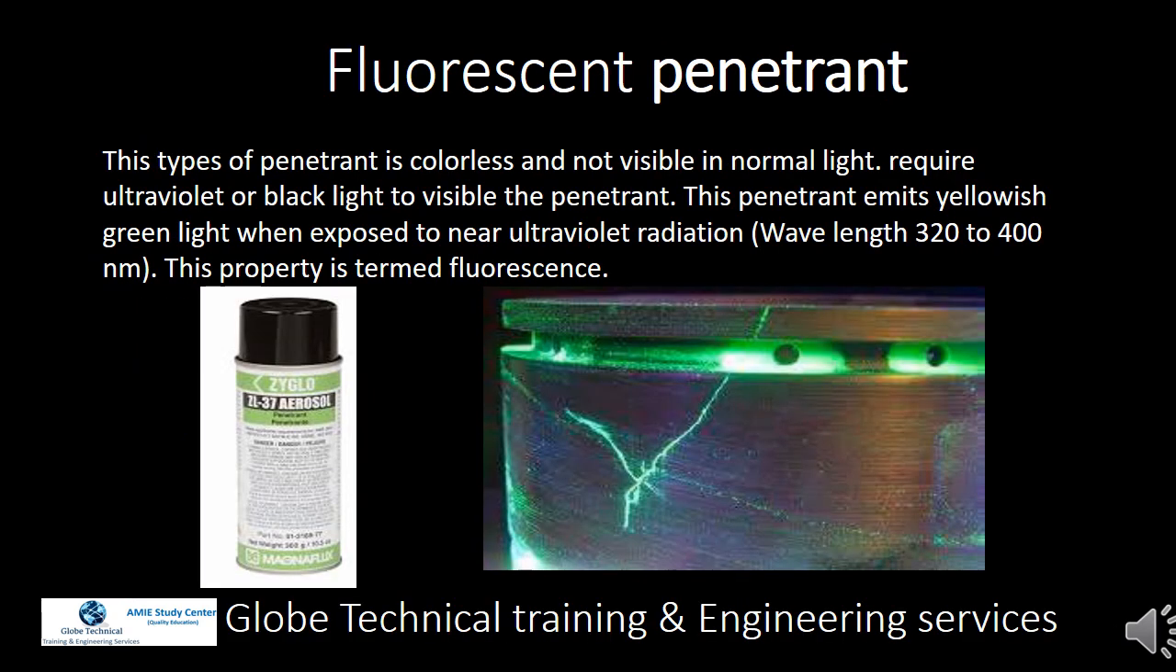Fluorescent penetrant. This type of penetrant is colorless and not visible in normal light. It requires ultraviolet or black light to make the penetrant visible. This penetrant emits yellowish-green light when exposed to near ultraviolet radiation. Its wavelength is 320 to 400 nanometers. This property is termed fluorescence.